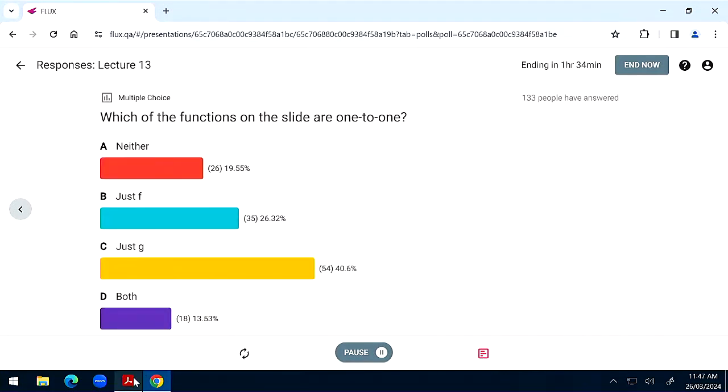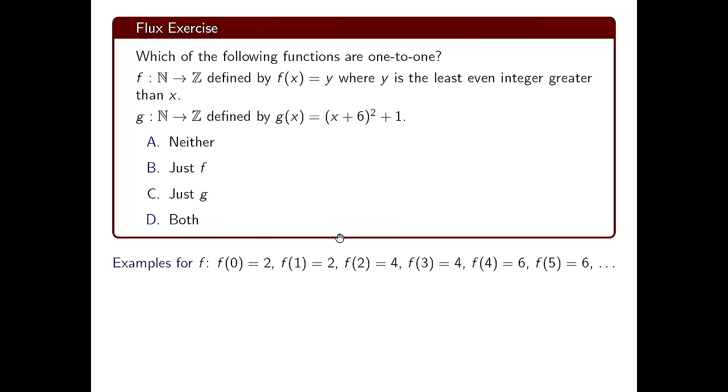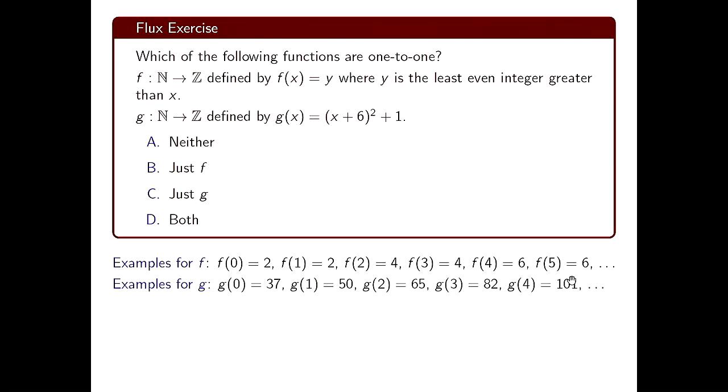Okay. Got a bit of a mix of answers. So, here's some examples for f, right? So f of 0, the least even integer greater than 0 is 2. f of 1 is 2, f of 2 is 4, f of 3 is 4. We can see this is not one-to-one, right? We keep having two things colliding. So that's not one-to-one.